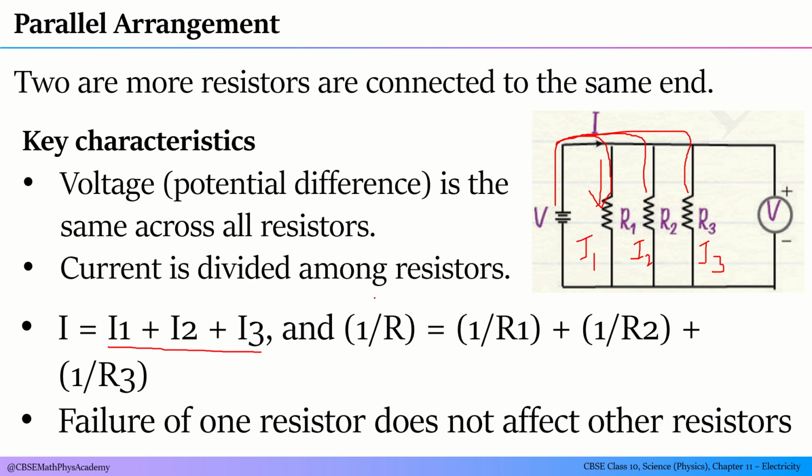The total resistance of the circuit is the sum of the inverse of the resistance values. That is, the total resistance 1 by R is equal to 1 by R1 plus 1 by R2 plus 1 by R3. The beauty of this pattern is that if R1 fails, for example, that doesn't affect the voltage or current flow across the other two resistors.